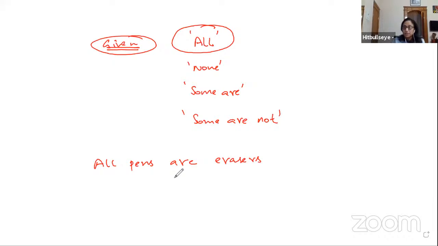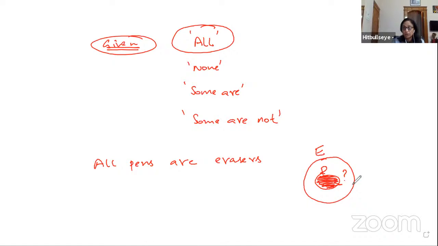The diagrams follow the rule of belongingness. Belongingness means an inner circle is completely enclosed by the outer circle. That's what I want to say here. All pens belong to the category of erasers. So this is the circle for erasers and this is the circle for pens. My question has given me this. I am shading it because I have to only shade what is given to me. I don't know if there is something here or not. That's a question mark for me.